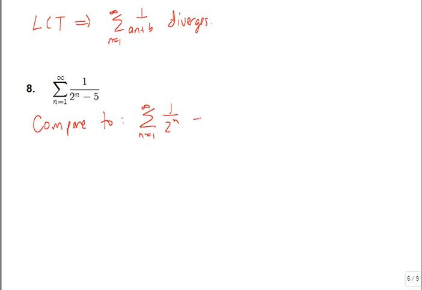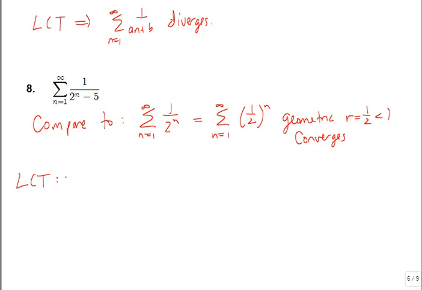And that, if you want to rewrite it, is the same as 1/2 to the n, which is geometric. So this is a geometric series because it's a constant raised to a power, and the r is that 1/2, which is a fraction less than 1. So this converges. So our known series converges. So if we do our limit comparison test and we get an actual limit, then that means since this converges, so must this one as well.